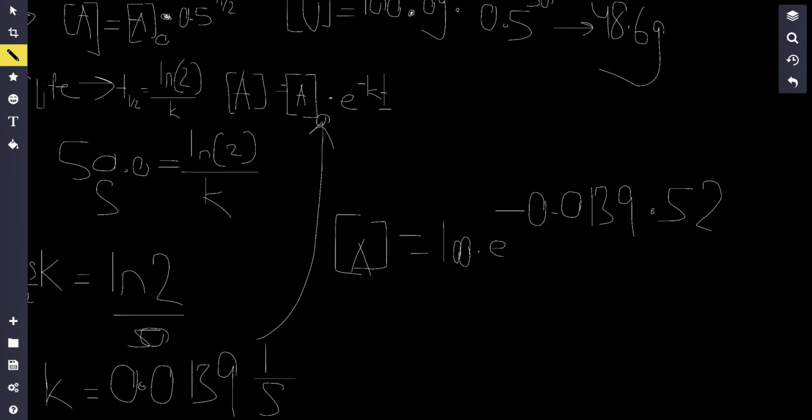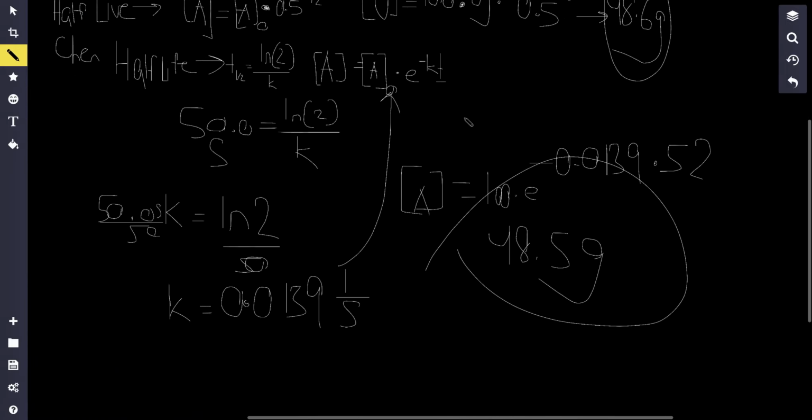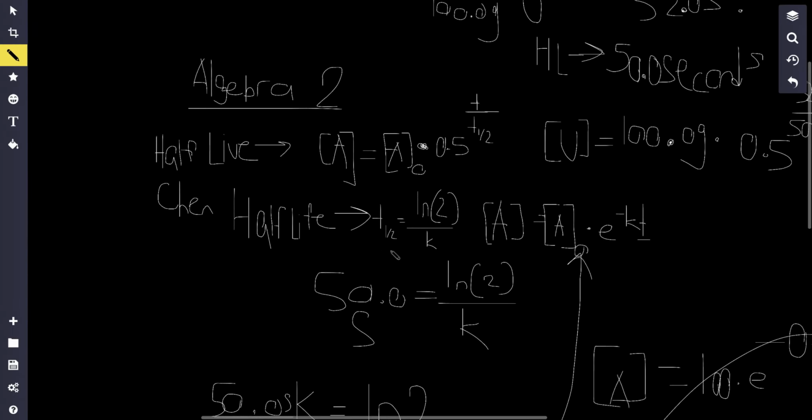So negative 0.0139 multiplied by 52. If I take e and raise it to that power, multiply that by 100, what the hell? I get 48.5 grams. If I did not round, I would get exactly 48.6, essentially. What the hell? I got the same answer. Two different formulas. What the hell is going on here?